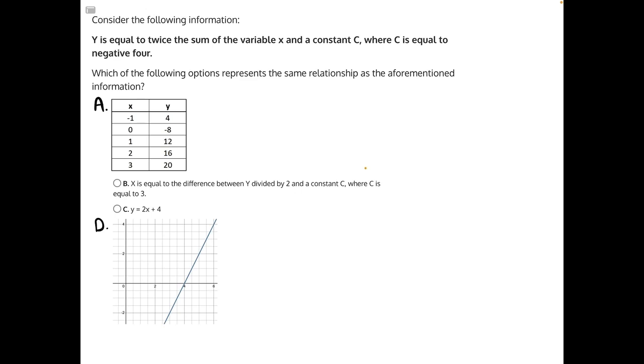Consider the following information. Y is equal to twice the sum of the variable x and a constant c, where c is equal to -4. Which of the following options represents the same relationship as the aforementioned information?